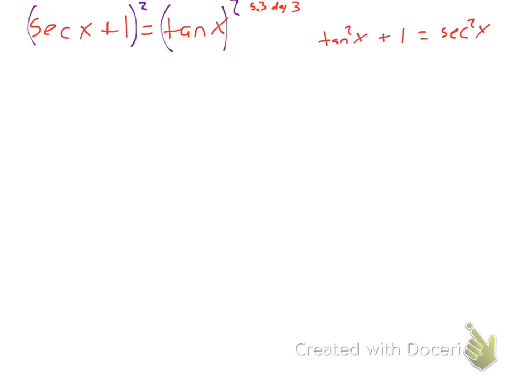No. Hint, a lot of people did that on their last quiz. A lot of people forgot that you actually have to separate and FOIL or use the pattern. Remember, the pattern is the first one squared, then you multiply them together and then multiply it by 2. So 1 times secant is secant, times 2 is 2 secant x, plus 1 equals tangent squared x.